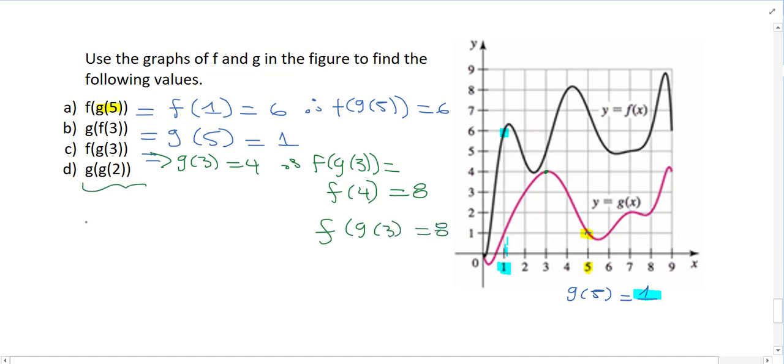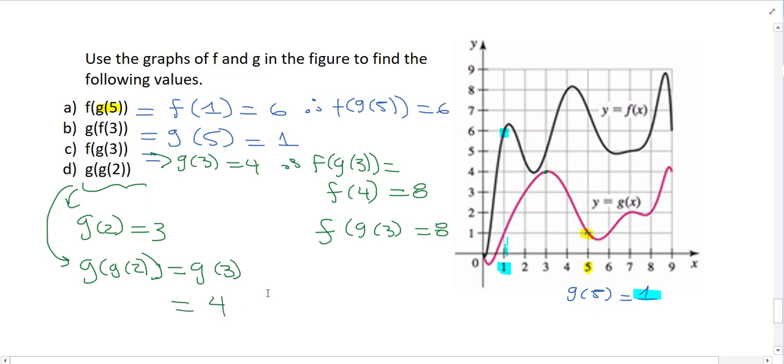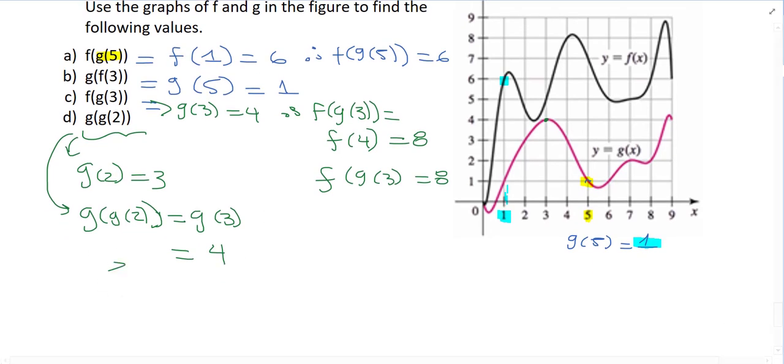And now what about g of g of 2? So now this is a double composition of the same function. So I'm still going to find g of 2. So what is g of 2? So let's go to 2 and go for g. So 3. So g of 2 is 3. So that means that g of g of 2 is really g of 3. And what is g of 3? We found it in the previous one. g of 3 was 4. So therefore, g of g of 2 is 4.